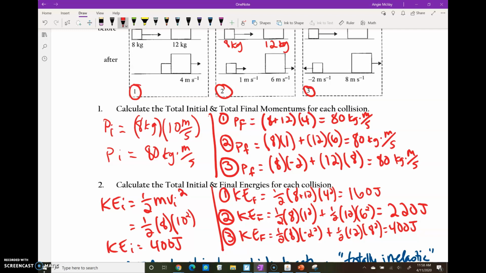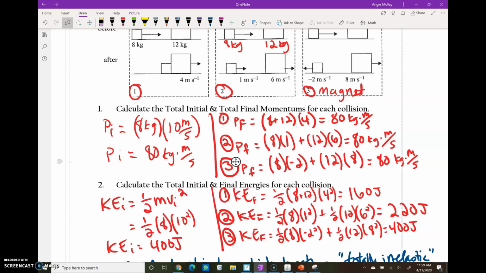All right, and then in our last scenario, we've got our 8 kilogram mass going a negative 2 meters per second. We square that. Our 12 kilogram mass is going 8 meters per second. Square that, and we get 400 joules of kinetic energy. So it was in the third collision that momentum and kinetic energy were both conserved. And that happens to be in this scenario number 3, where they bounce off each other. And I said that this was the scenario where there are magnetic bumpers.